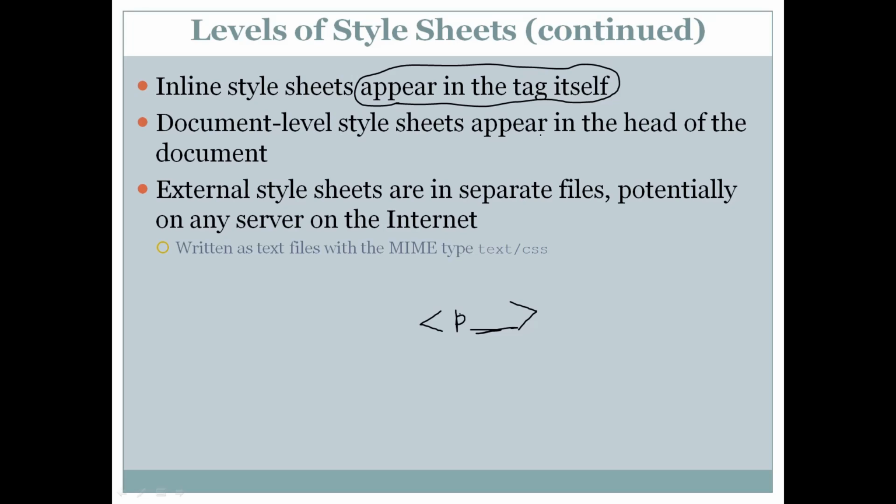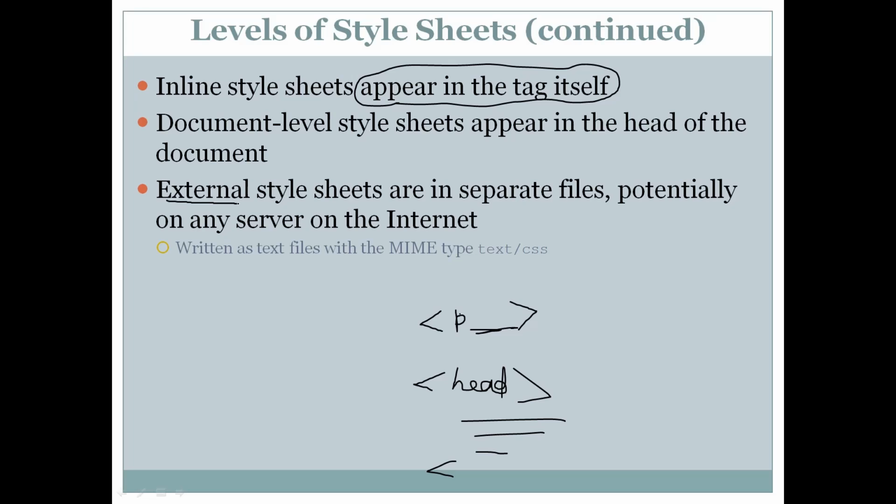Document level style sheet appears in the head of the document. In case of document level style sheet, we declare a head tag, as we know. Inside a head tag, we declare a document level style sheet. So, how it is declared, the syntax we will see.